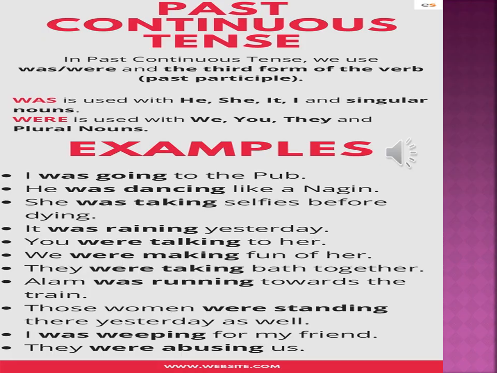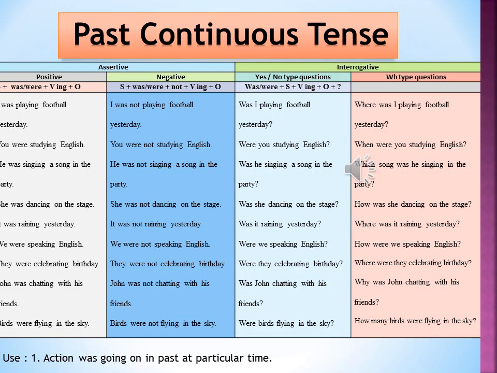Here in this slide, a few more examples are given to you for your better understanding. Kindly go through these examples very carefully. In this slide also, you can see the examples of different types of sentences, that is assertive, positive or negative, interrogative, yes-no type questions or WH type questions. Kindly go through all these examples very carefully for your better understanding.